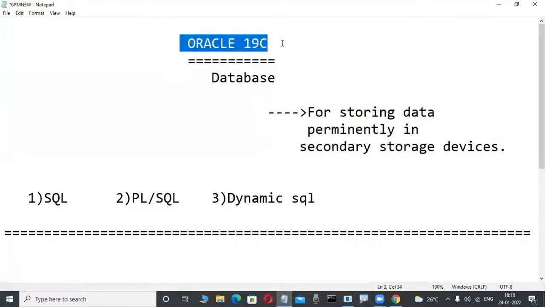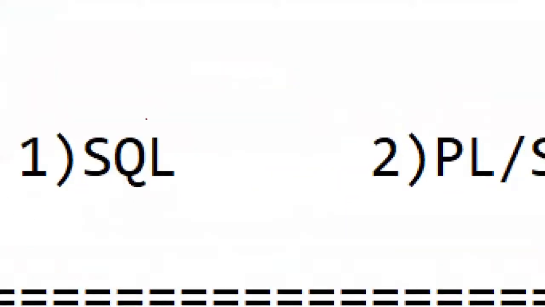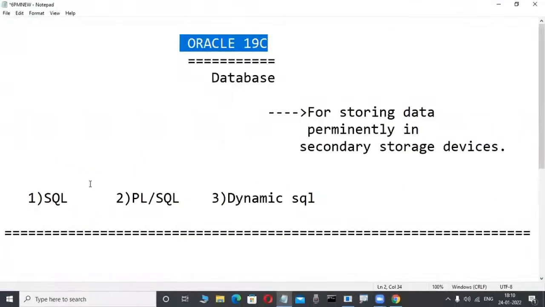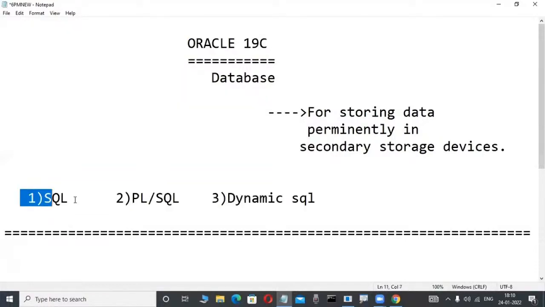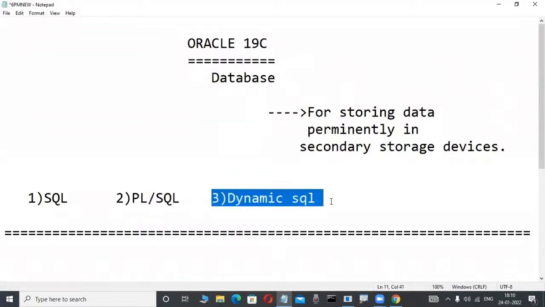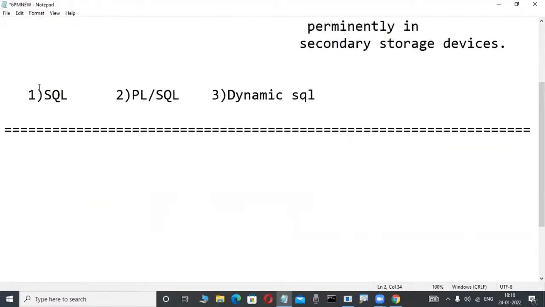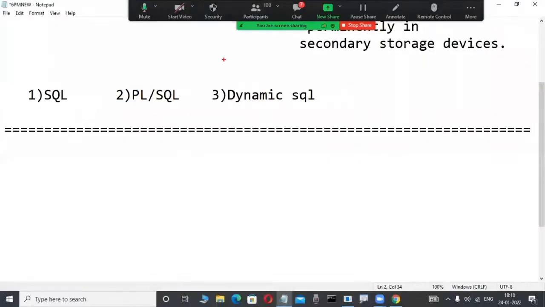For these types of relational data model products, one universal language is there. What is that? SQL, structured query language. But for operating the Oracle product, there are three languages: one is SQL, another is PLSQL, procedural language extension for SQL, and another is dynamic SQL. Anybody learning an Oracle course anywhere in the world is told about these three languages.